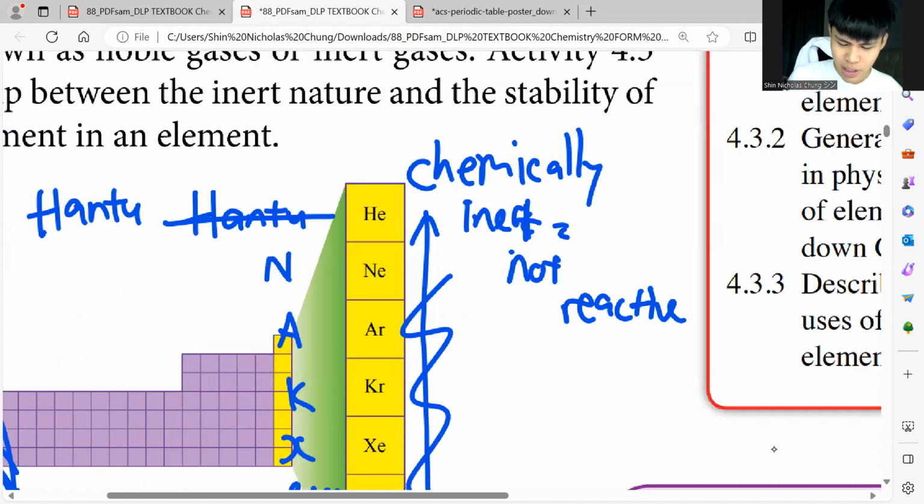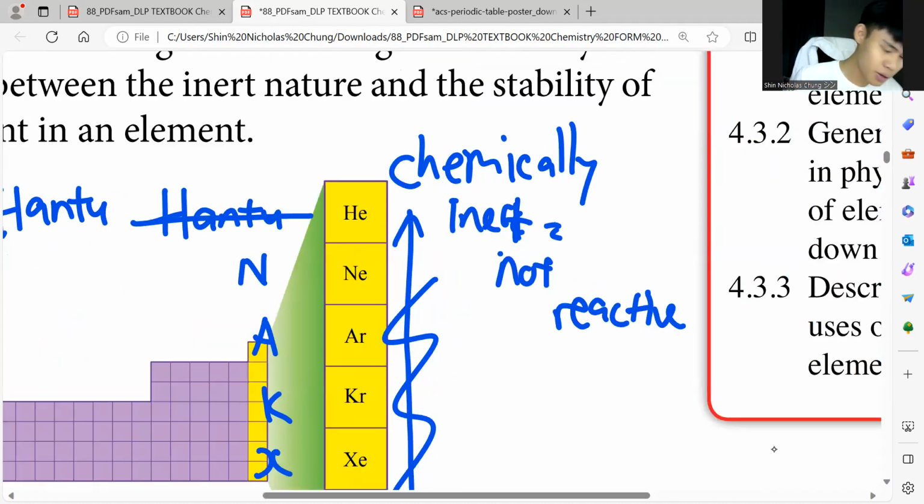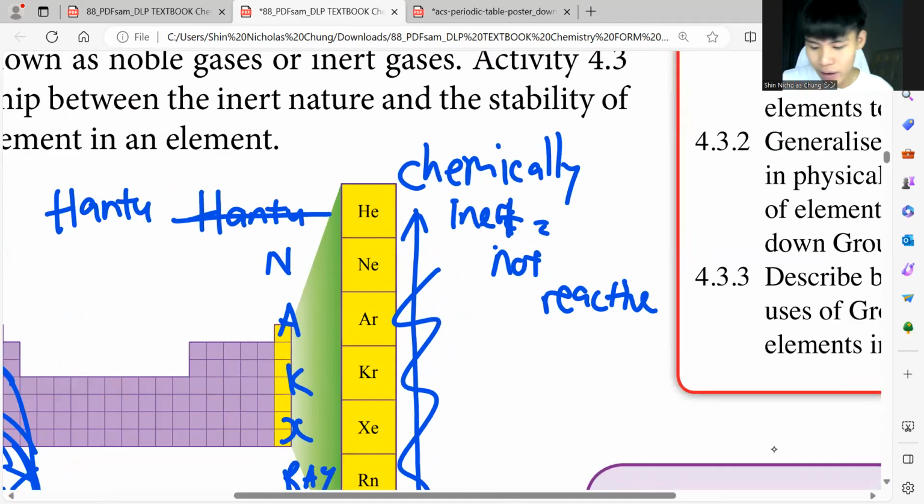Helium we use in balloons, everybody knows. Also, when people go diving, they have that tank, but inside it's actually 80% helium and another 20% is just oxygen, because helium is less soluble than nitrogen in the blood.